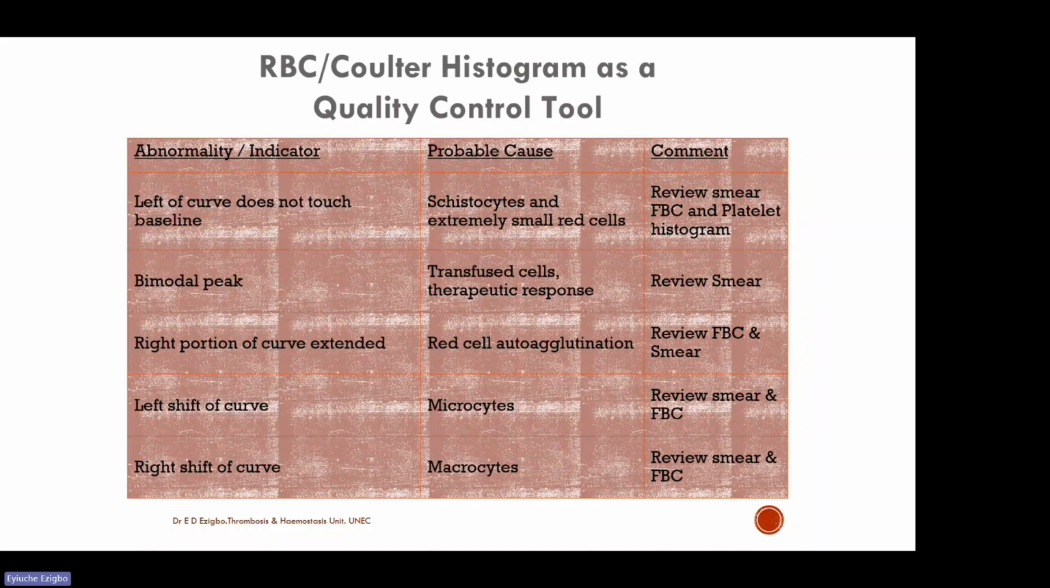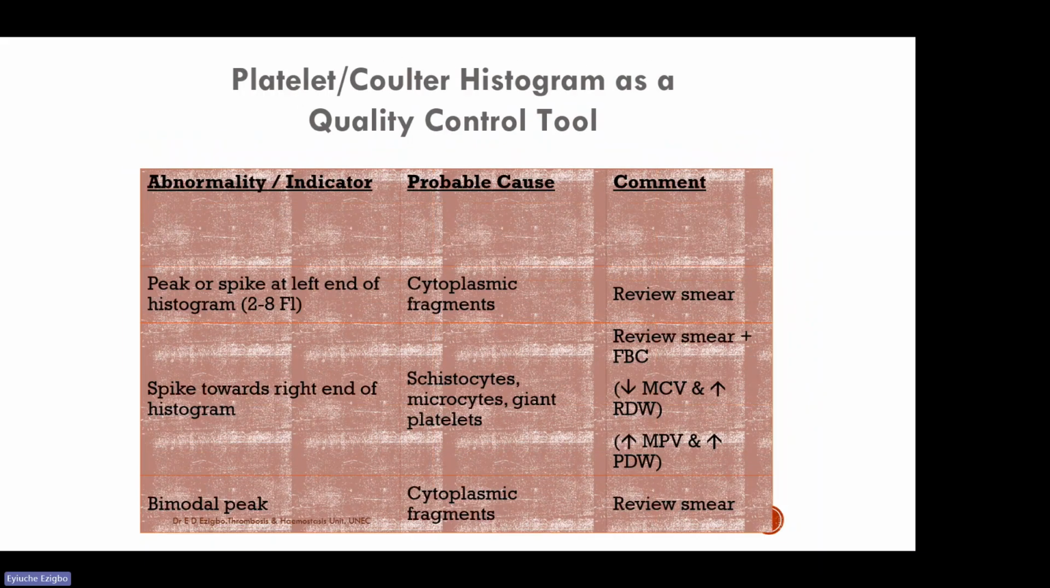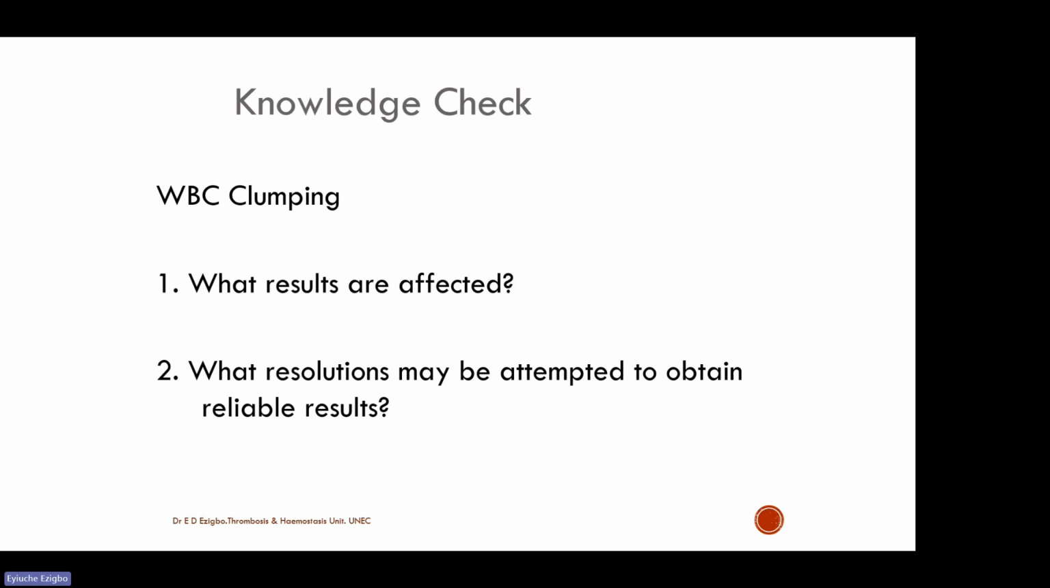RBC as a quality control. Platelet as a quality control. What any abnormalities in the diagram can indicate. Those are what I think we'll see in the diagram. Let's proceed further. We will appreciate it further when we see the diagram. The other one you can read up.